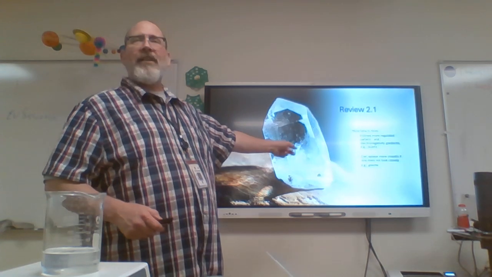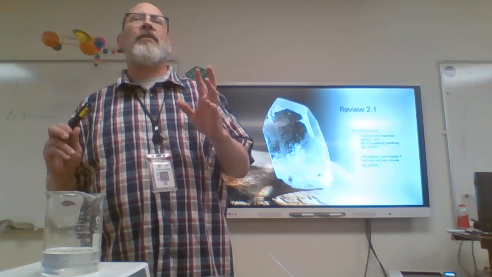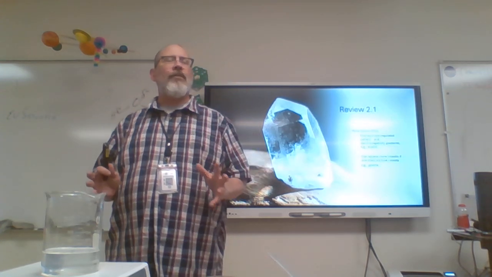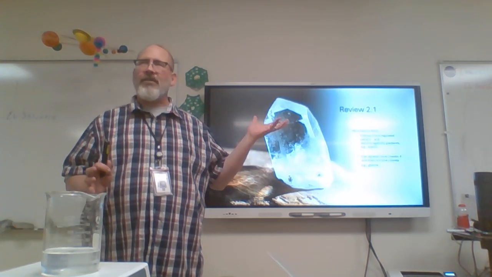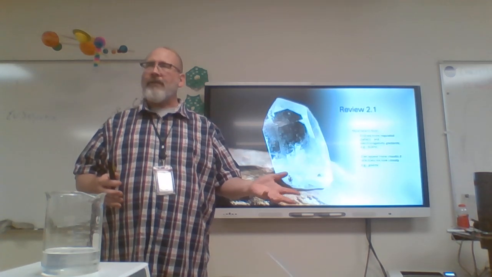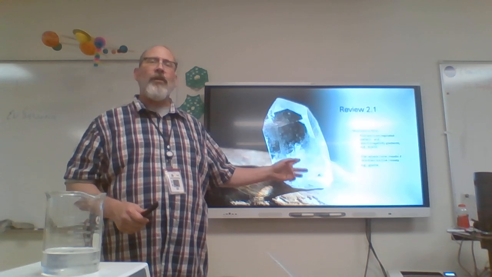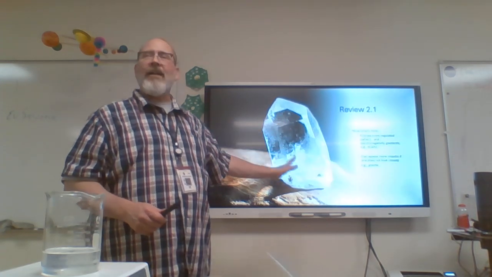Now, this is a quartz crystal. Again, let's go back to Unit 2. When we talked in Unit 2, we talked about how different minerals are going to form. And when different minerals form, this quartz crystal, for instance, does this form quickly or does this form slowly? Exactly. It forms slowly. It has to form slowly in order to form these clear edges.